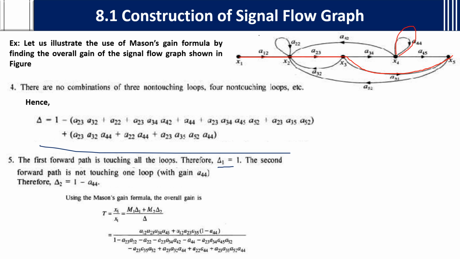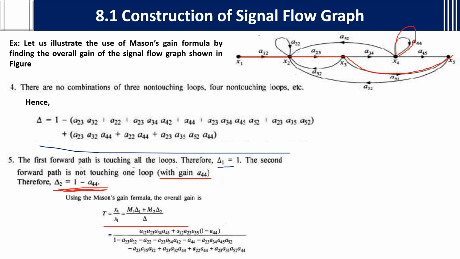So A44 will be the gain. So delta 2 will become what? For that, what should we do? Delta 2 for M2 will become what? The non-touching loop to M2 is A44, so we should do 1 minus A44. Now add, whatever you got, you put it in the formula.